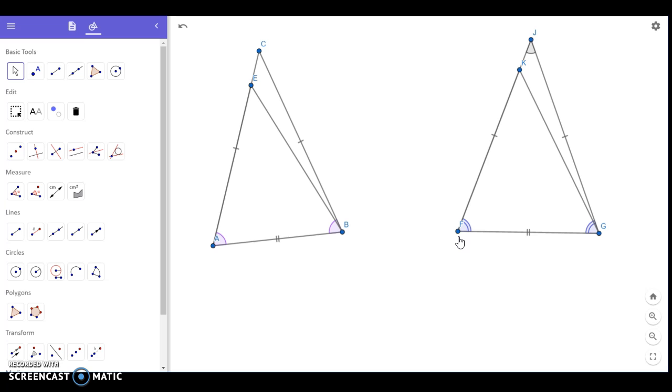Yes, okay. But if that's the case, since the angle KFG is congruent to the angle JGF, then this KG is going to be congruent to the base JF. And therefore these two triangles are congruent.